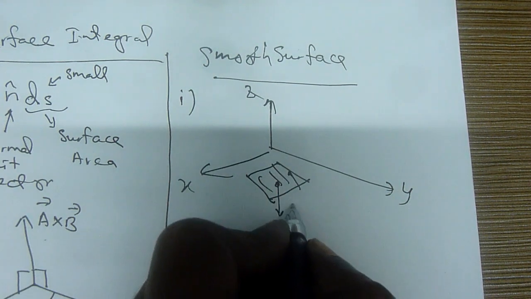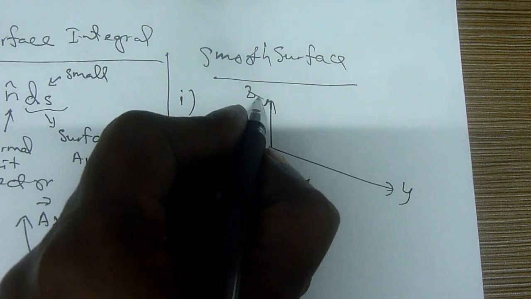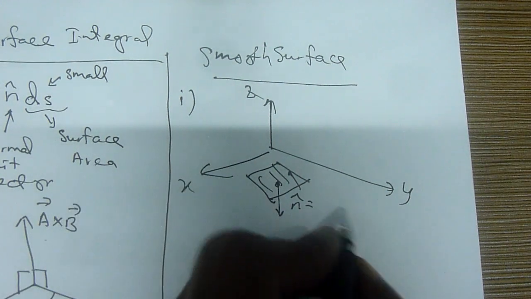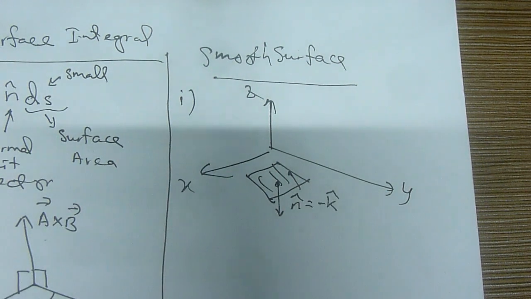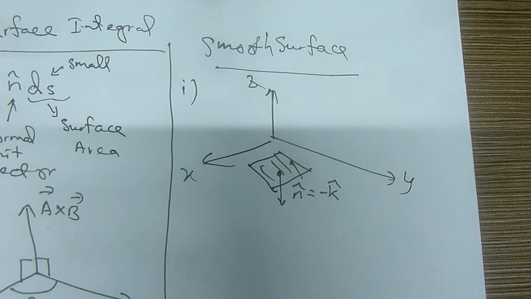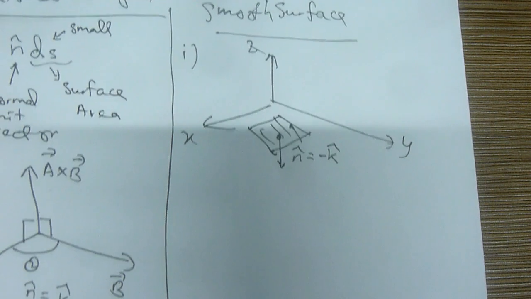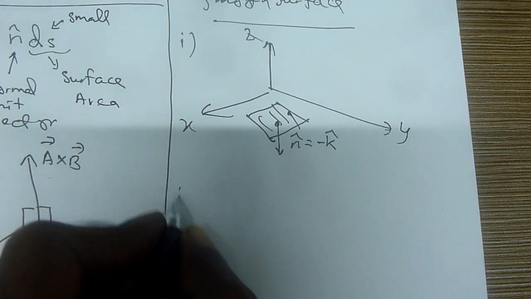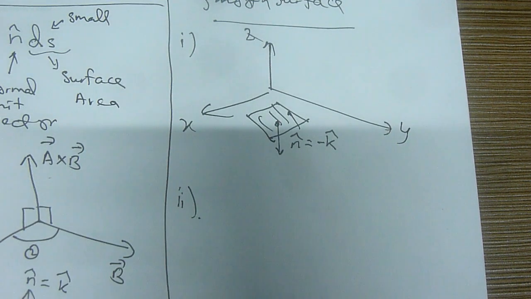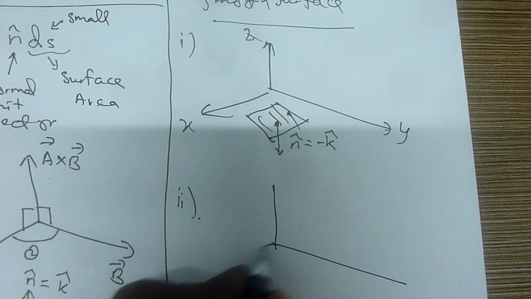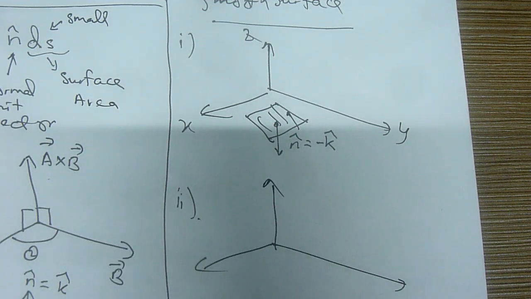This is a z, right? It's opposite to that, therefore the unit vector will be negative k. It's simple, right? Can you understand that? Now number 2, I'll give you a further scenario. You can see how I'm defining this.